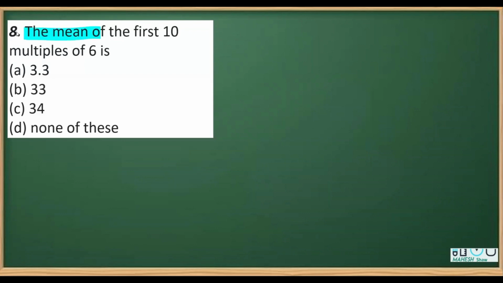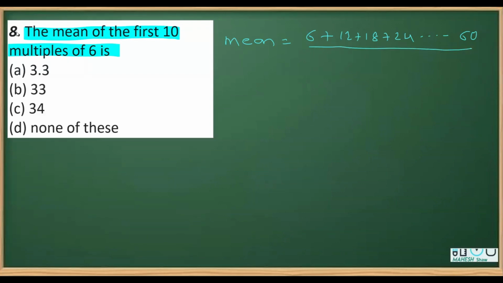In MCQ 8, we have to find the mean of the first 10 multiples of 6. So we know that mean will be equal to what? Sum of all observations, that is 6 plus the first 10 multiples, right? 6 plus 12 plus 18 plus 24, and so on. And the last will be 60. That divided by the total number of observations. What is the total number of observations? That has to be 10 only.